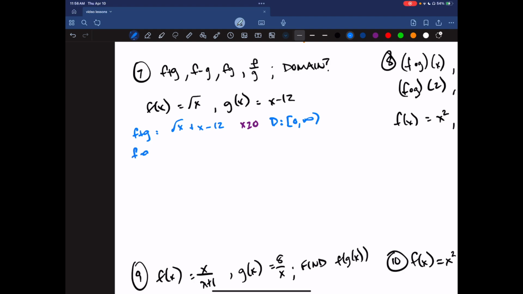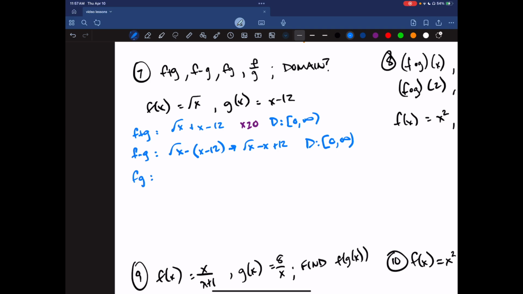Okay, so you have f minus g. So that's going to be the square root of x minus, parentheses, x minus 12. You're going to distribute that parentheses. And so it's going to be square root of x minus x plus 12. Okay, so this is the same as the first one. The x and the 12 are not going to do anything to my domain. This is still the square root. So my domain here is going to be the same as it was before.